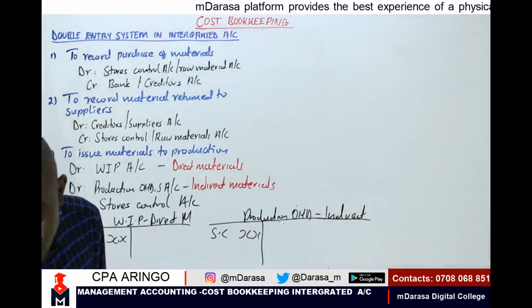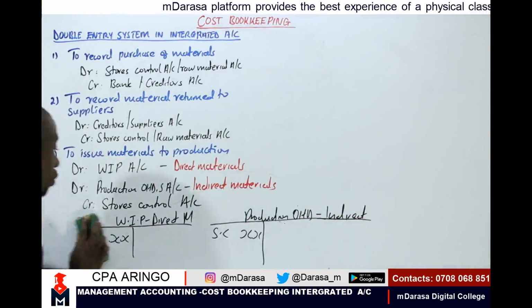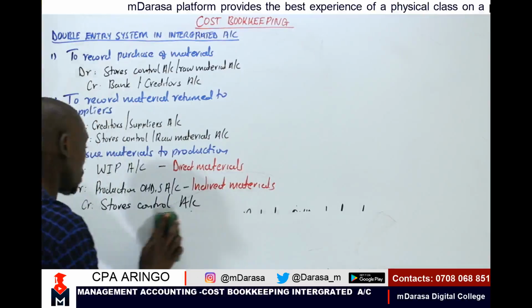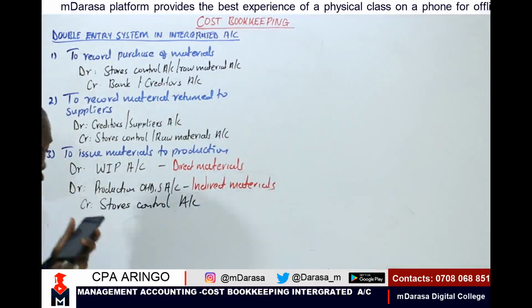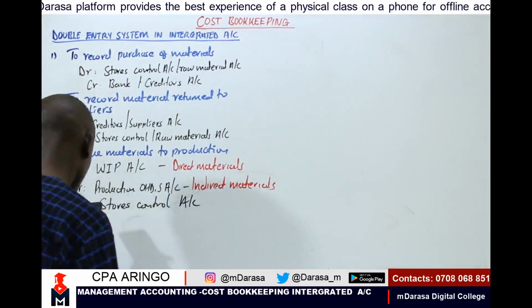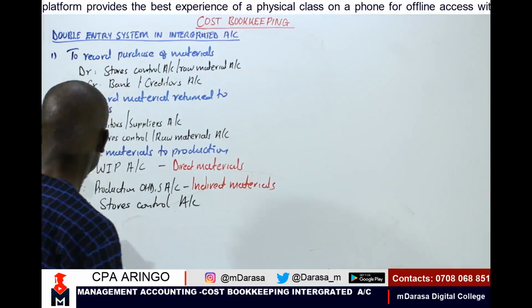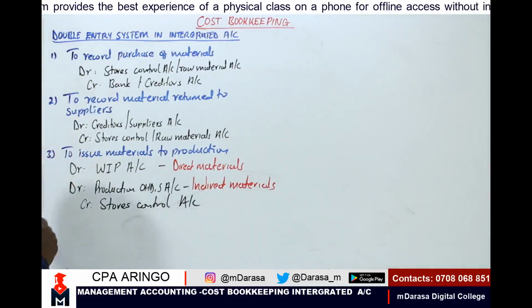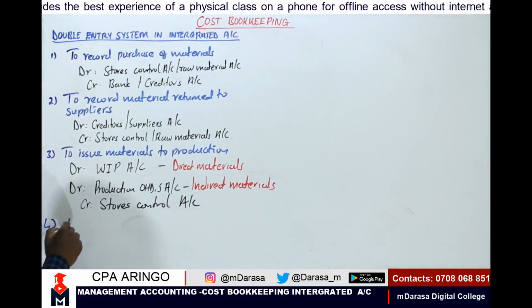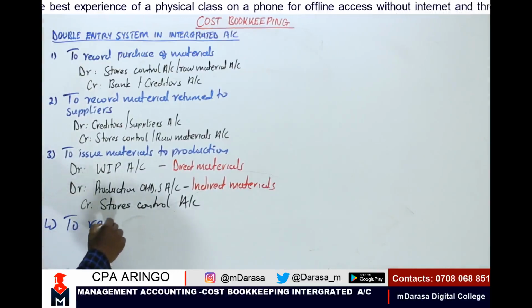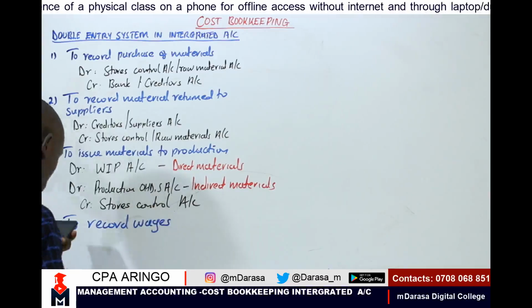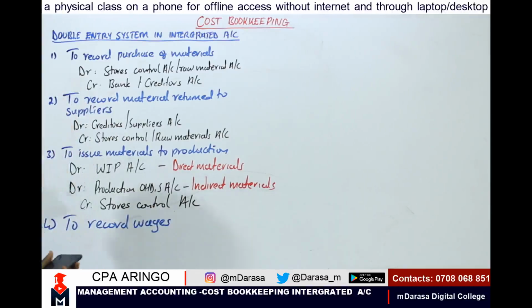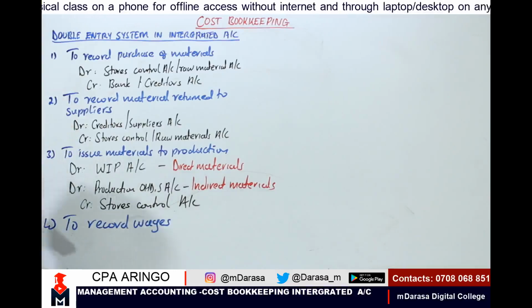After we are done with that, that should take us to number 4 entry. And number 4 entry, the one that we should always be having at the back of our mind, is to record wages. That is number 4, to record wages. Expense, of course, to record wages.